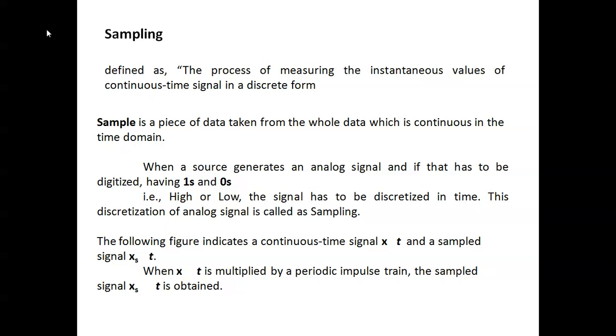So what is a sample? A sample is a piece of data taken from the whole data in a continuous time domain. So it should be a piece of data taken from the whole data. That is a sample.